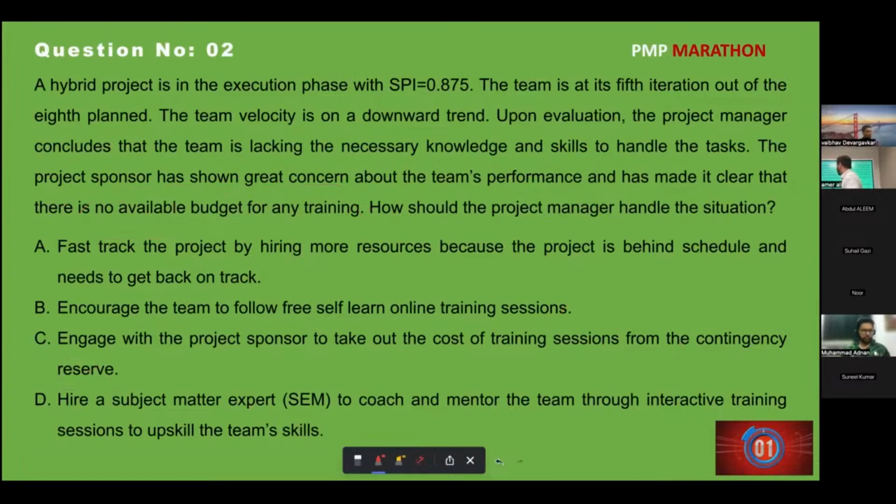Many people put C as the answer. So read the question slowly. Use the elimination technique and identify keywords. I'll say it again, very important. Next question.